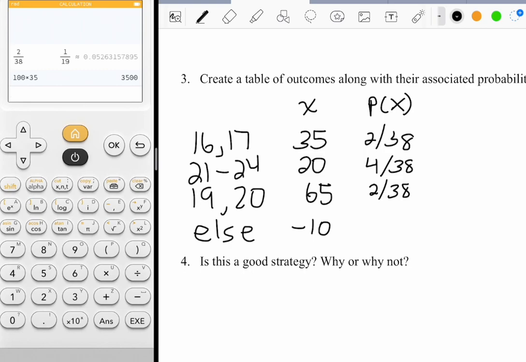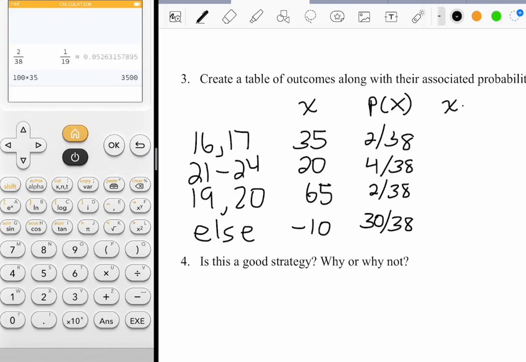All right. So this is a total of 8 ways to win. All right. And that's how this whole thing balances out. 2, 4, and 2 gives me a total of 8, which means that there's 30 ways that I can not win. 30 out of 38. Right? So you might say, well, there's 3 different ways. I could win with a 16, 17. That'll give me $35. 21 and 24. That'll give me $20. $65 if I get 19 and 20. They're like, oh, this is great. I'm going to win a lot. I'll only lose 10 if I lose. Yeah, but there's 30 ways that you could lose. All right? So that's the balancing act.